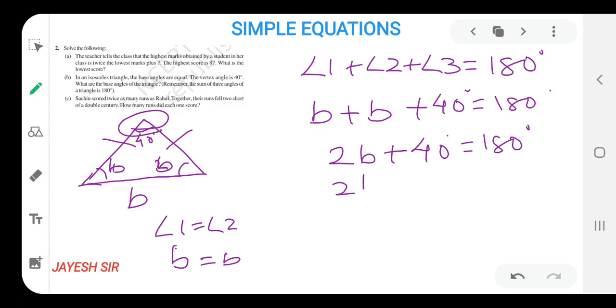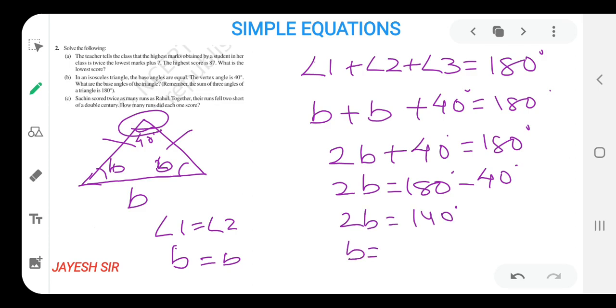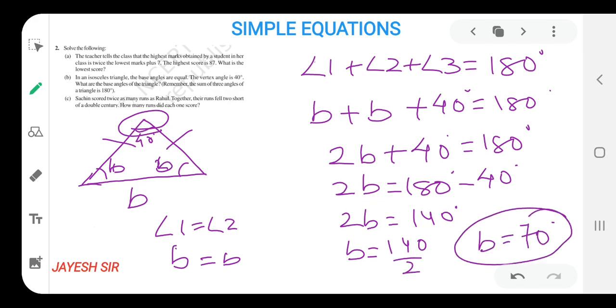Now terms having the variable on one side: 2B equals 180. Now plus 40 after going to this side will become minus 40. So 2B equals 140 degree, and 2 and B are in multiplication. So 2 will go in division, 140 divided by 2, which will result in the value of B, or the base angle, as 70.